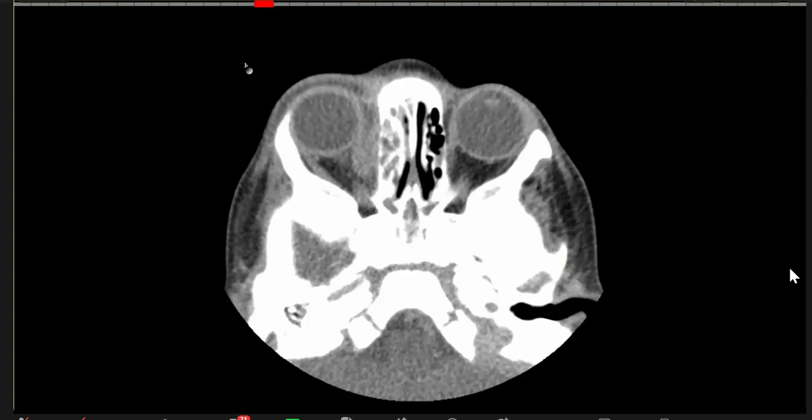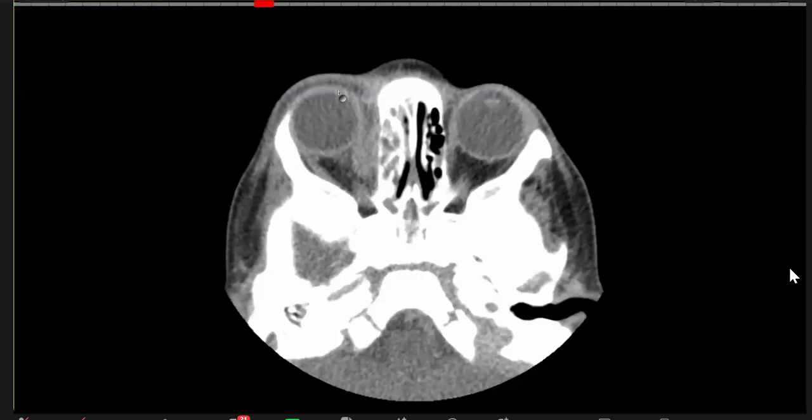A right intraconal. No, it's not intraconal, intraorbital, because it is causing displacement of the medial rectus muscle, so it is outside the muscle, outside the cone. So what do you mean, subperiosteal abscess? Subperiosteal abscess has to be for a particular part of bone. My question is very specific. Of what? Ethmoidal. Okay, thank you. Right.